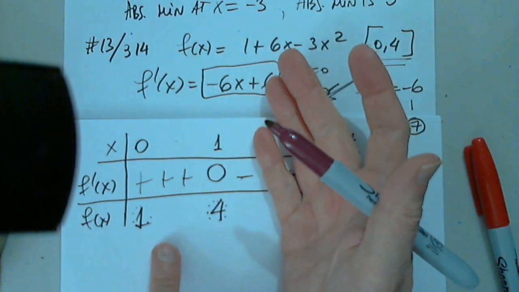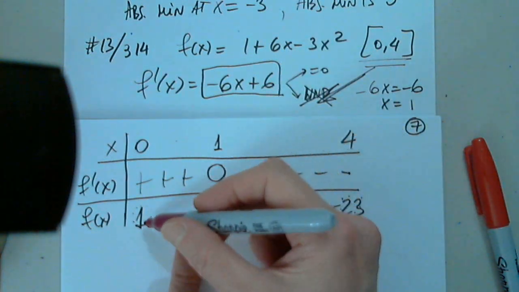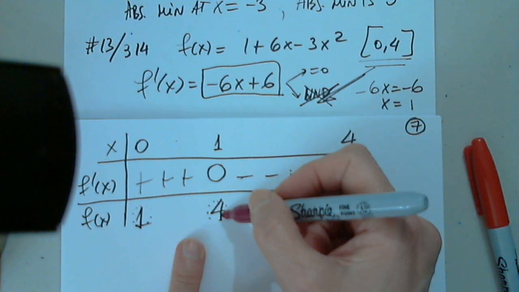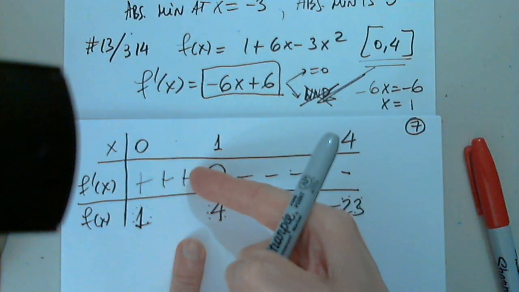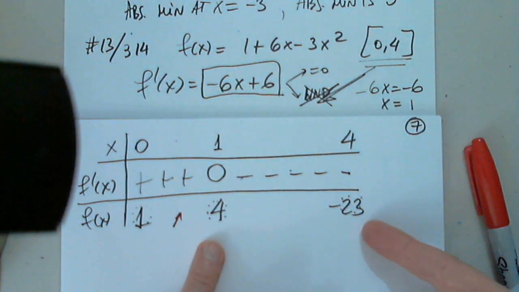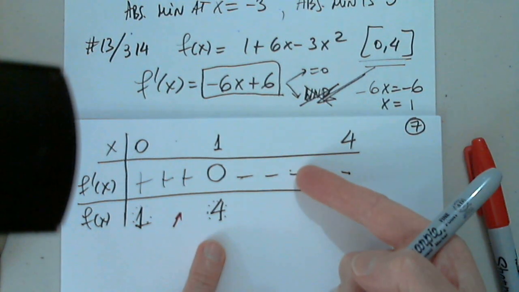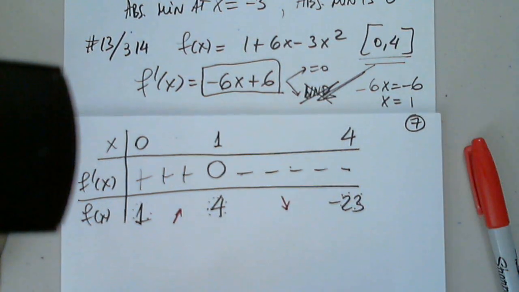From 1 to 4, what does the function do? Increase? Is that correct? Yes. From 4 to negative 23, what does the function do? Decrease. Is that correct? Yes. Good. So the two rows work well together.